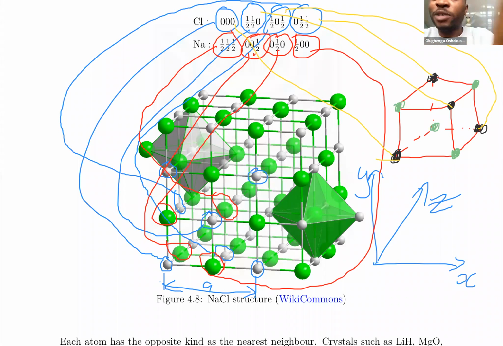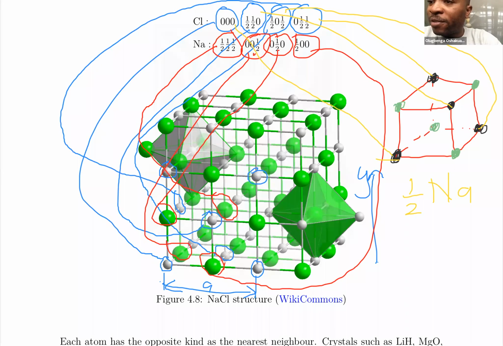So what we have done in this big cell is as good as I've just tried to bring out what we did here. So easily you can see that within this small building block that makes up everything we have here, we can say we have half Na and half Cl.